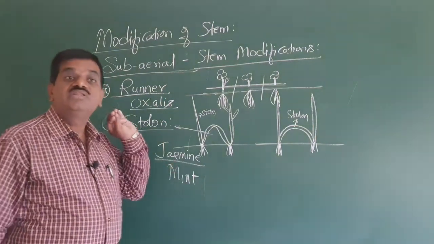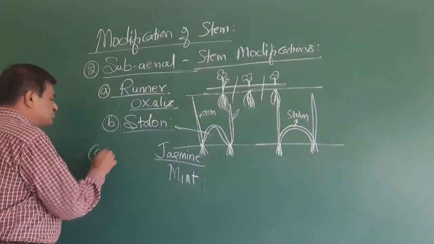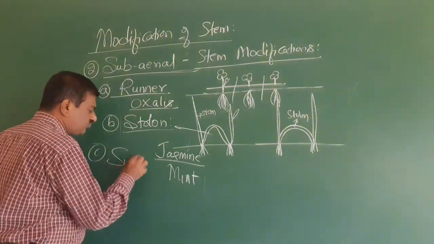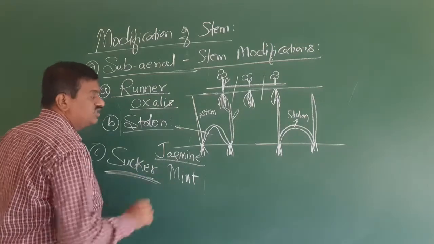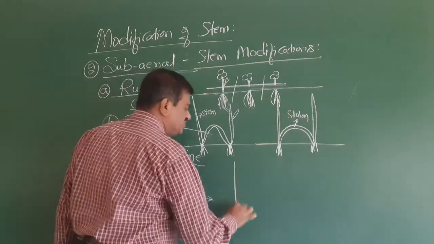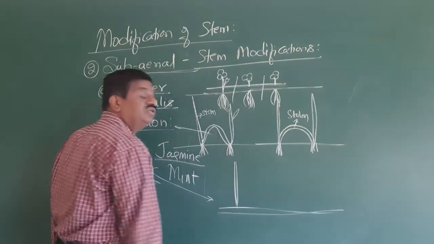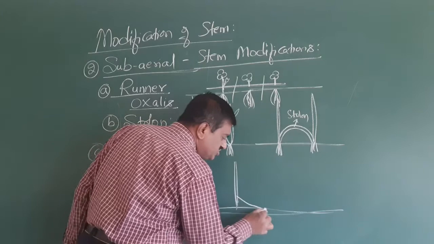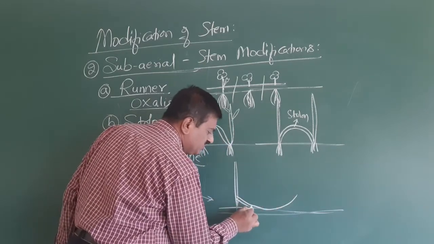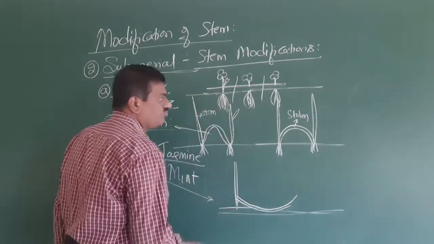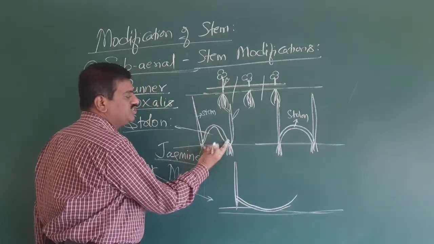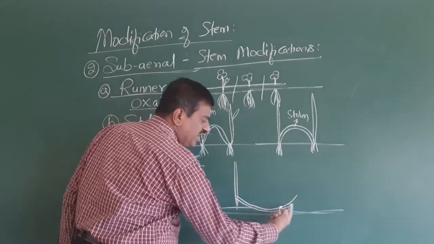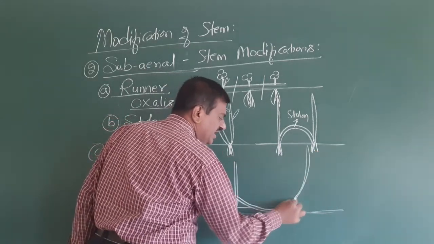So we go for the third one, and the third one is called sucker. In the sucker, we see again the lower nodal region produces a branch, and this branch always grows horizontal. Here I said the lower nodal region leads to an elevation, but here the lower nodal region leads to a branch, and this branch grows horizontal and again climbs up.